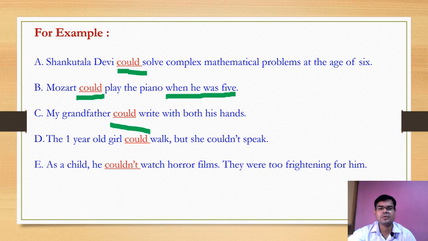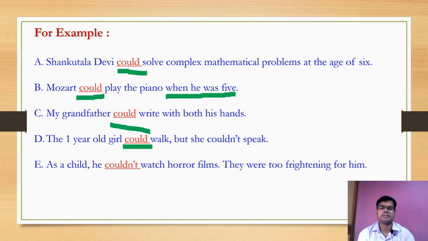Next, the 1 year old girl could walk, but she couldn't speak. There was one small girl. She could walk, but she couldn't speak. Why? She was only 1 year old. But what was possible for her in the past? That she could walk when she was only 1 year old. Hence, could has been used.